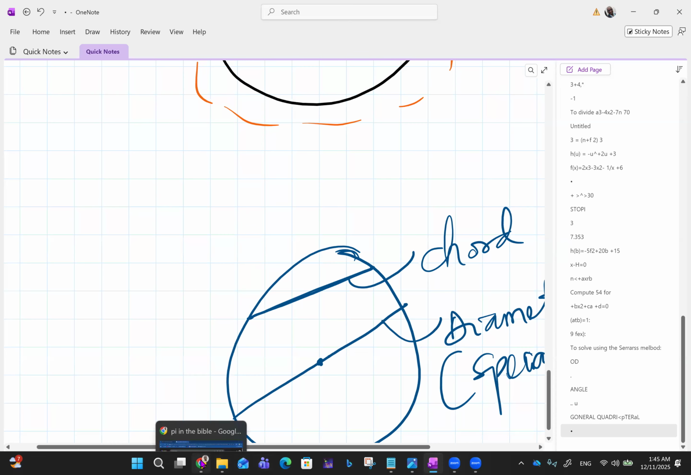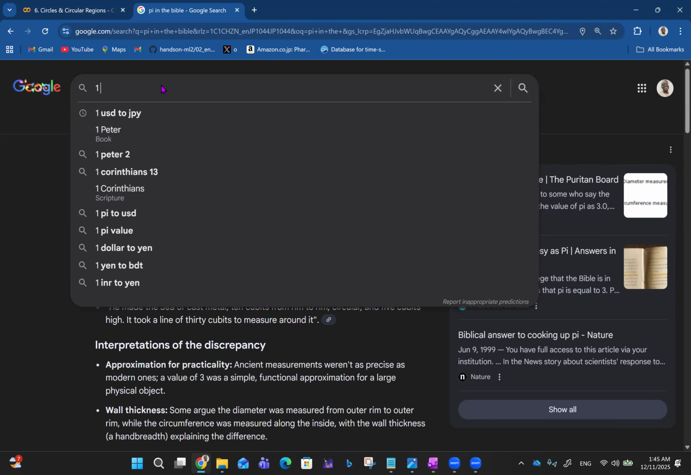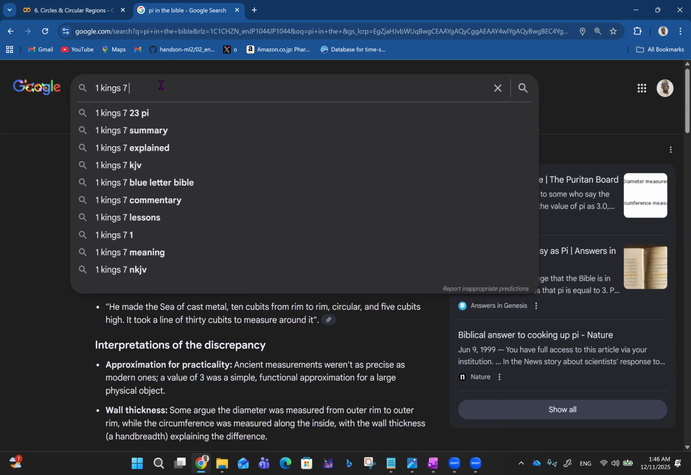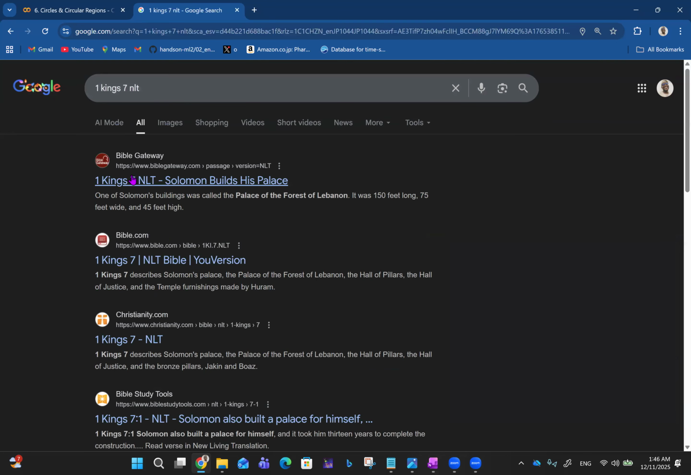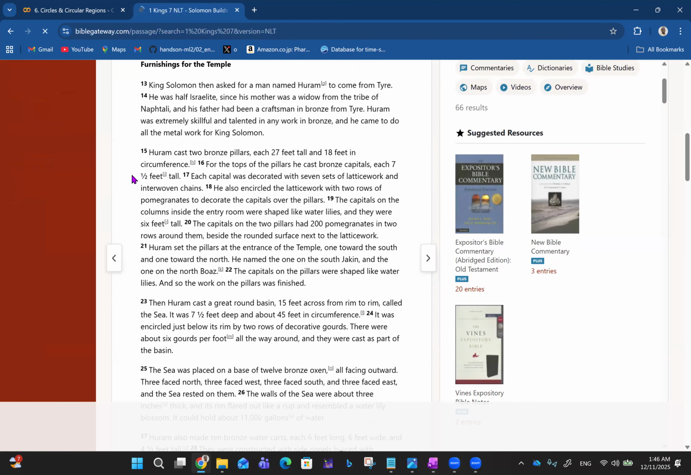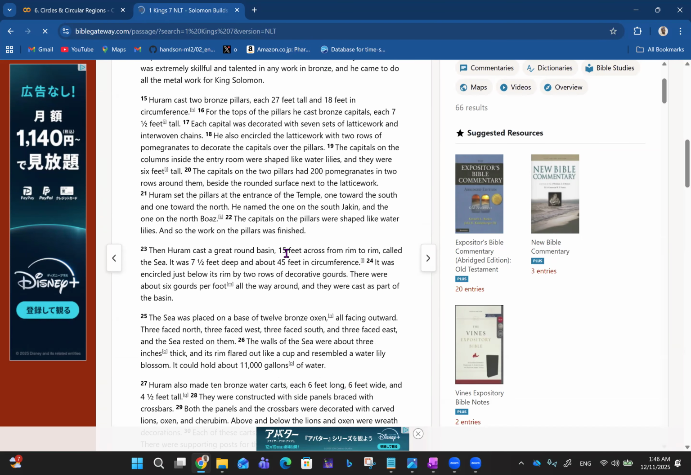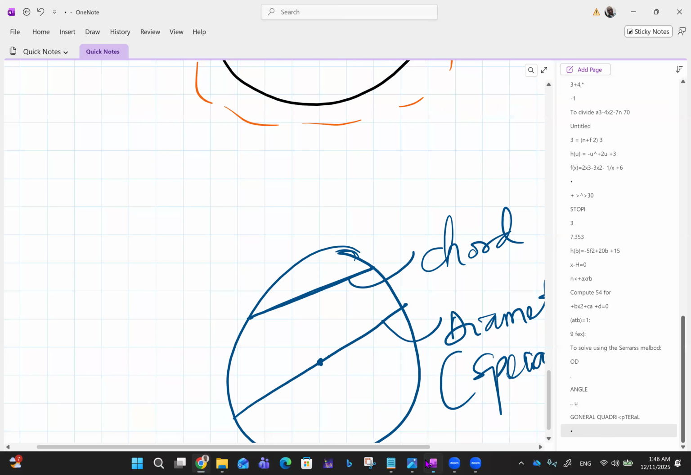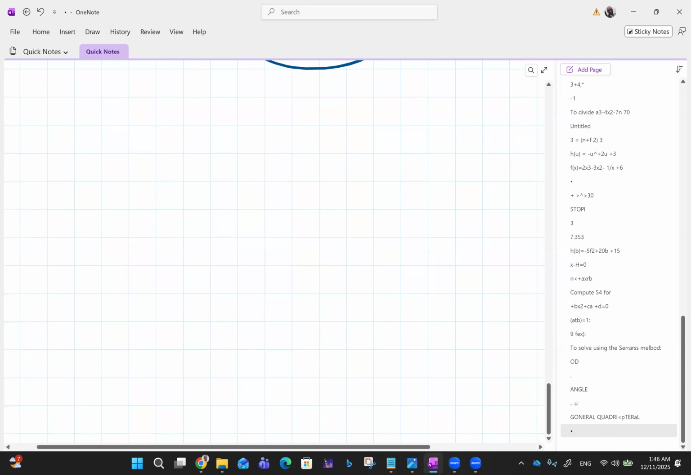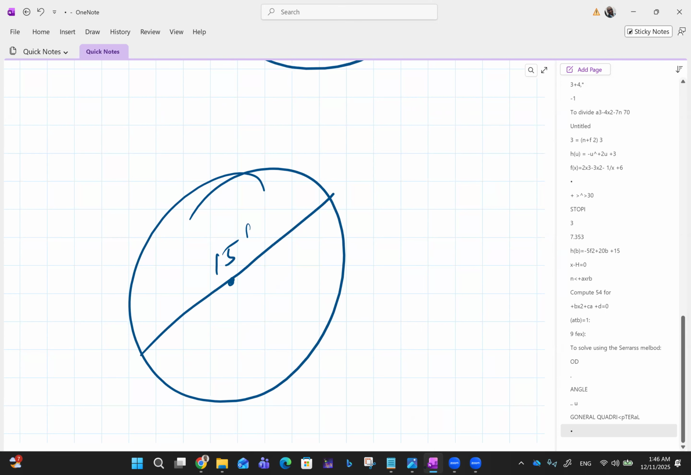I want to get a more contemporary translation. First Kings 7. I like NLT a lot. Then I read verse 23. You see the Bible establishing this idea of diameter and circumference over diameter here. Verse 23 says, Then Huram cast a great round basin, so round is circle, 15 feet from rim to rim. That means you have the circle, and from rim to rim, we have 15 feet.